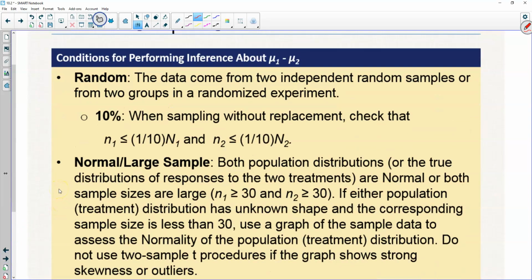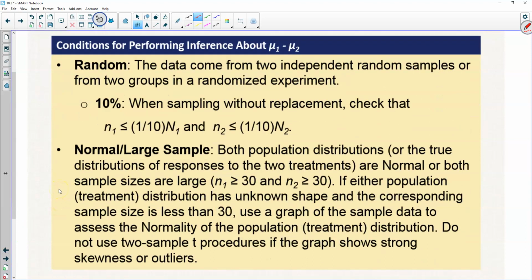Looking at our conditions, this should start looking very familiar. They either have to be two independent random samples or two groups of a randomized experiment. The 10% condition applies only when we're sampling without replacement, so both of our samples have to be less than 1/10 of the populations they go with. And then we either have to know the populations are normal, our sample sizes have to be large, or we have to graph them both to see that we don't have strong skewness or outliers in our populations.